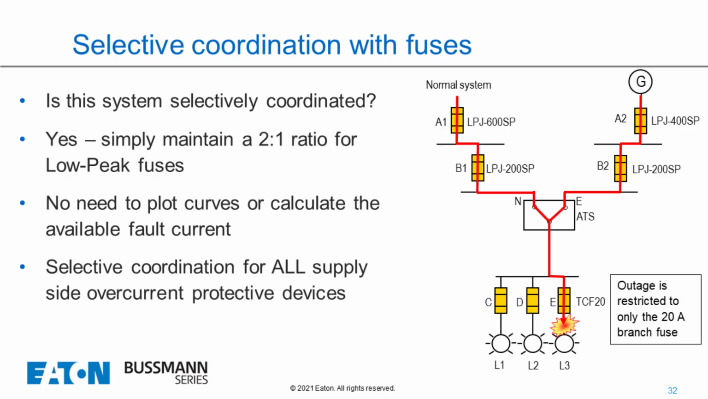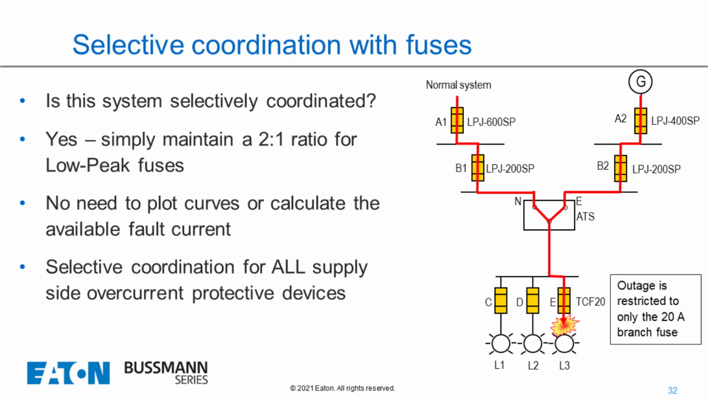So do I have a 2-to-1 ratio? Well, I'm using a 20 amp fuse, the Low-Peak 20 amp fuse, which is a cube fuse. If we go to B1, that's a 200 amp fuse, and in this case I have a 10-to-1 ratio. It'll selectively coordinate. Then I have A1, which is a 20 amp fuse up to a 600 amp fuse, a 30-to-1 ratio. That would definitely selectively coordinate. And then if I look at B1 to A1, again, I just need a 2-to-1 ratio, so I know B1 will coordinate with A1.